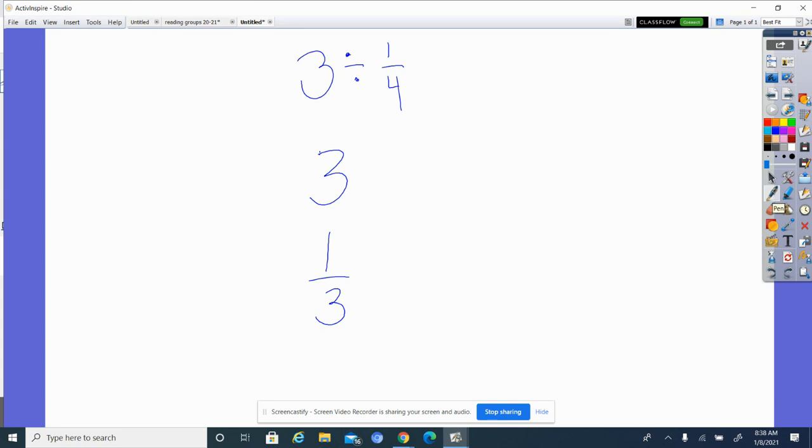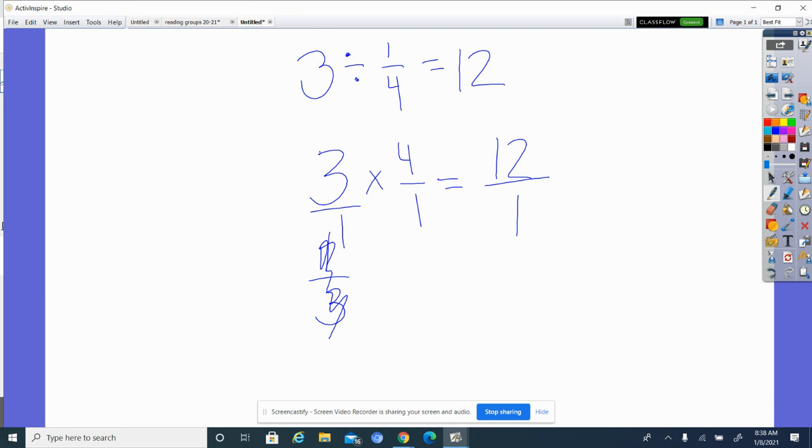Which one am I going to invert and multiply? 1/4. What if I flip it over? What does it become? 4 over 1. I invert and multiply. Okay, now what do we do? Put 3 over 1. Yep, 3 over 1. Now what? Multiply straight across. 3 times 4 is 12. 1 times 1 is 1. So 3 divided by 1/4 equals 12.